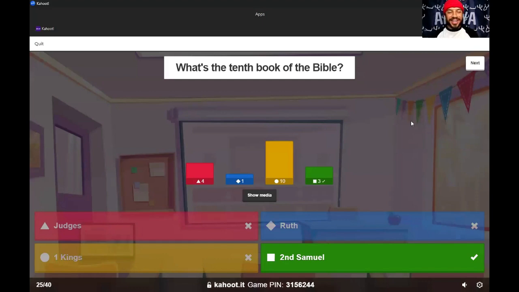Wow. Boy, we counted wrong. 2 Samuel, the 10th book of the Bible. You gotta think. You gotta think really fast. Sometimes, it makes you be off by 1.